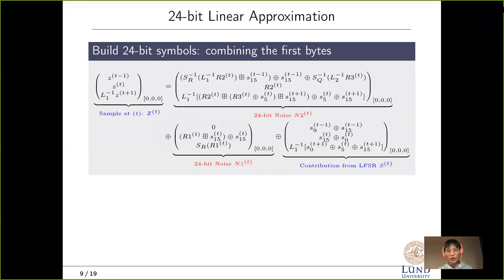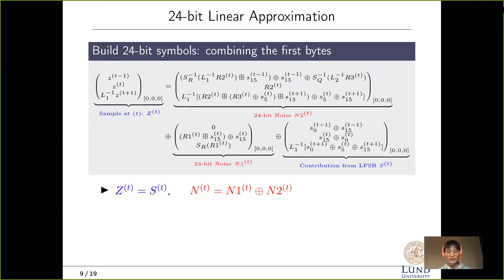We then build a 24-bit linear approximation. Specifically, we combine the first bytes of each keystream block to build a 24-bit variable, which is denoted as Zt here. While for the expression on the right side, we divide it into three parts. The last part is the linear part, which is denoted as St. It is contributed from the LFSR. While the first two parts are nonlinear, denoted as N1t and N2t, which are regarded as the noises, and they are independent of each other.